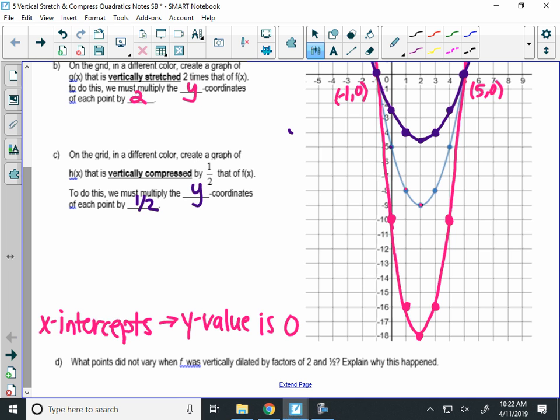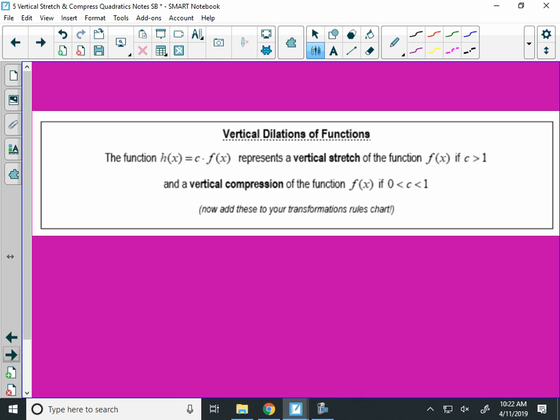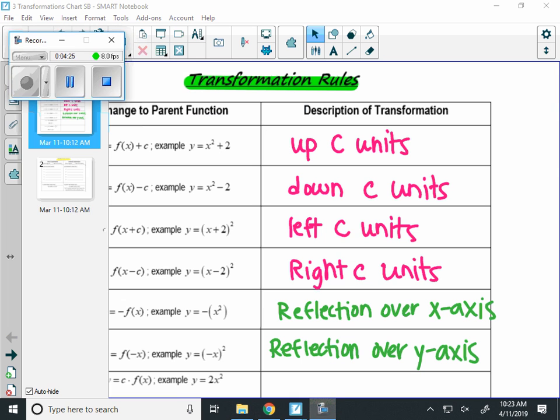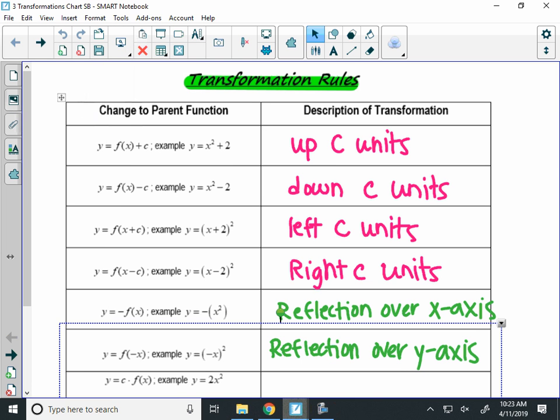All right, so what we're going to look at now is our rules chart. So the rules chart, these are the rules here. Let's pull out our chart, and I will go over what we're going to fill in. On this chart, we've done left, right, up, and down. We've reflected. This is our last rule we're going to do.